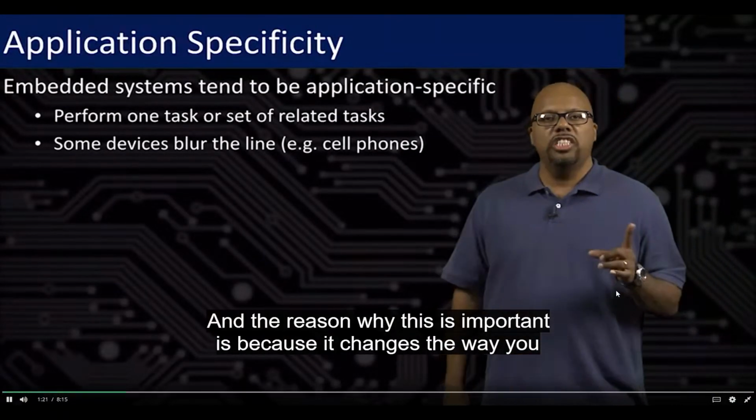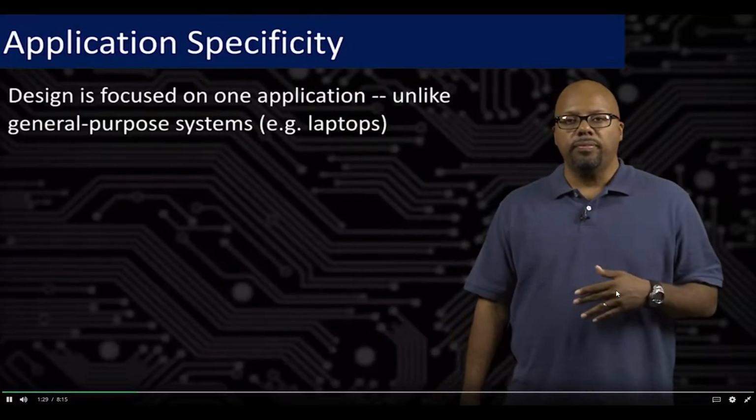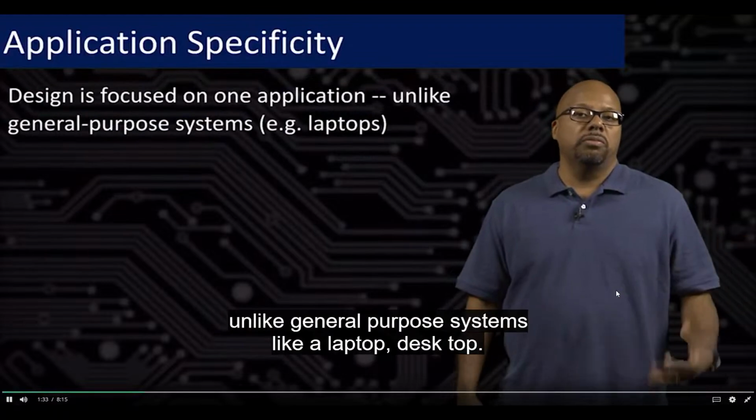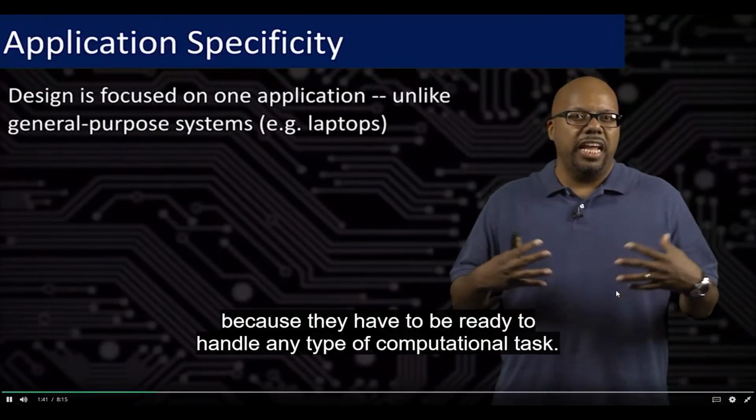And the reason why this is important is because it changes the way you design a device. When you know that the device is going to do one thing, you design it for the one thing. You don't design it for everything. So the design is focused on the one application, unlike general purpose systems like a laptop or desktop. Those things essentially end up being overpowered for whatever you have to do, because they have to be ready to handle any type of computational task.